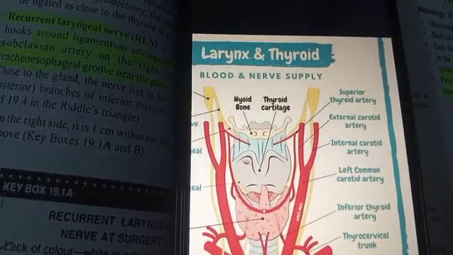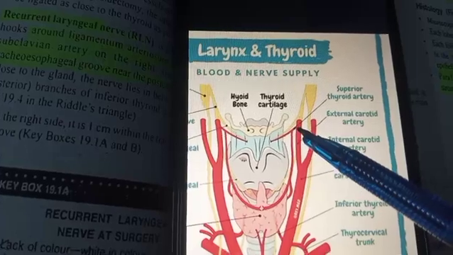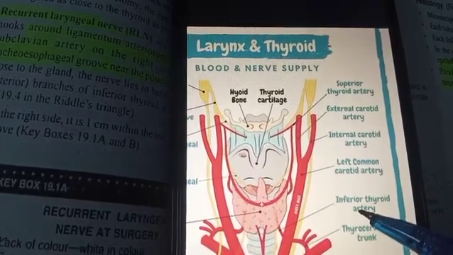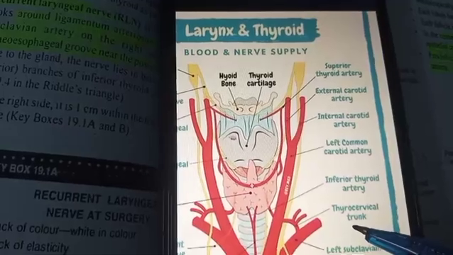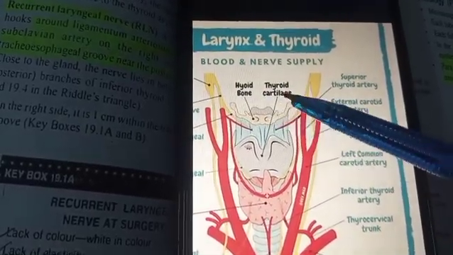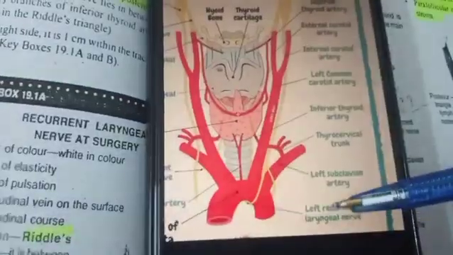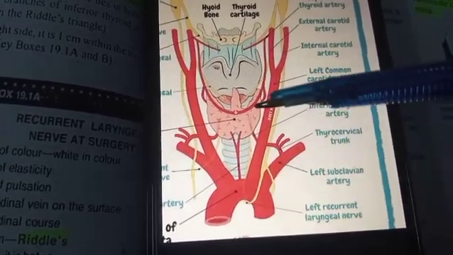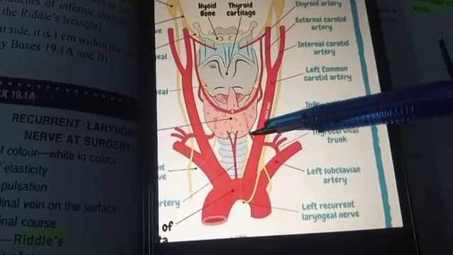Actually, you can see here that the superior thyroid artery is the branch of the external carotid artery. Then we have studied the inferior thyroid artery, which is here, the branch of the thyrocervical trunk. Then you can see the hyoid bone, and the thyroid cartilage is also present here. Then you can see the recurrent laryngeal nerve. This recurrent laryngeal nerve enters from the lower side and lower pole, and this is where it should be ligated.